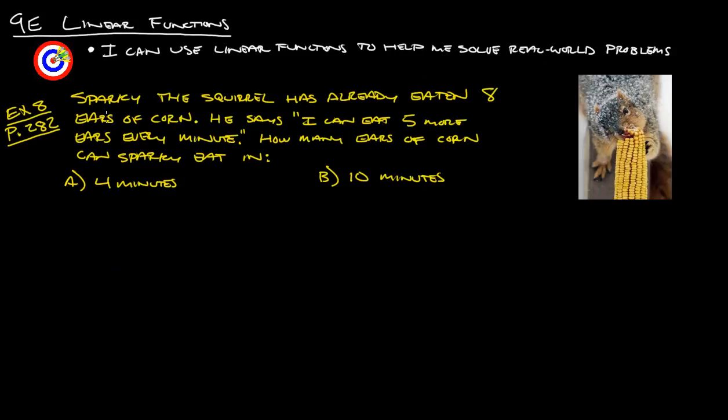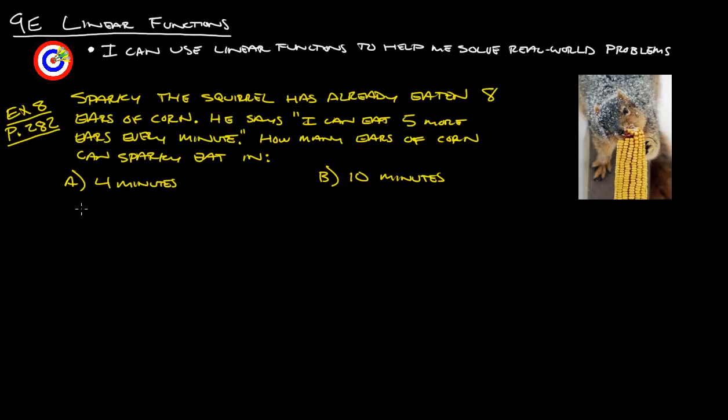Sparky the squirrel has already eaten 8 ears of corn. He says I can eat 5 more ears of corn every minute. How many ears of corn can Sparky eat in 4 minutes? So there's lots of different ways to approach this. I'm going to do the equation way just to make our life easier, especially for upcoming examples.